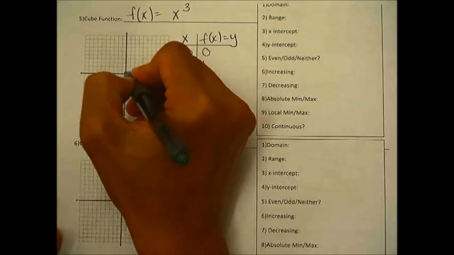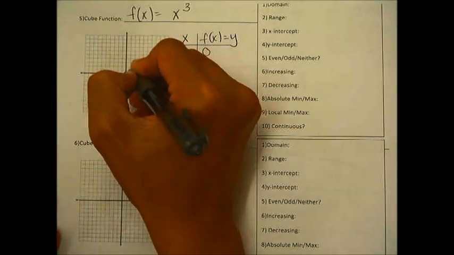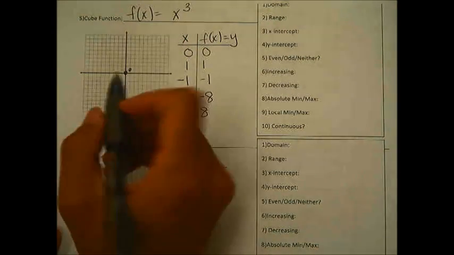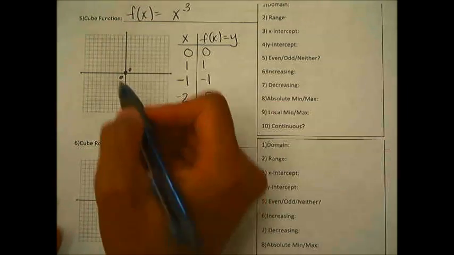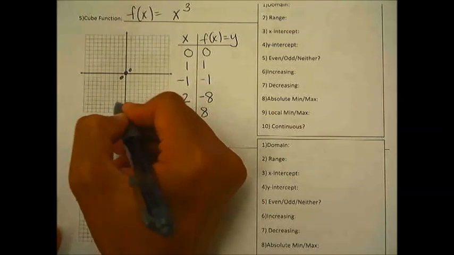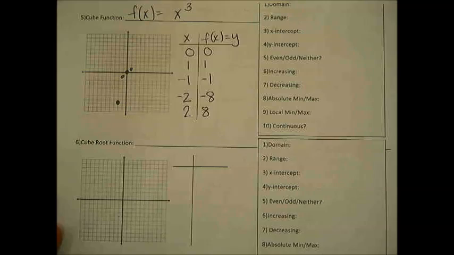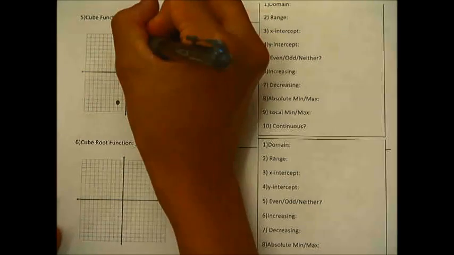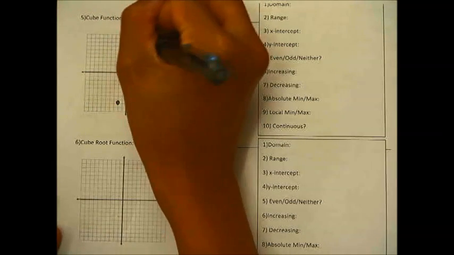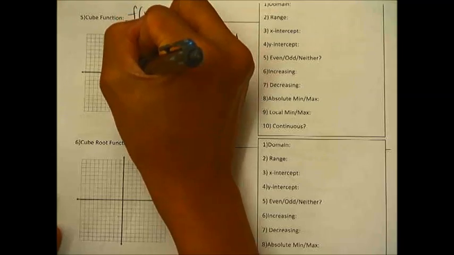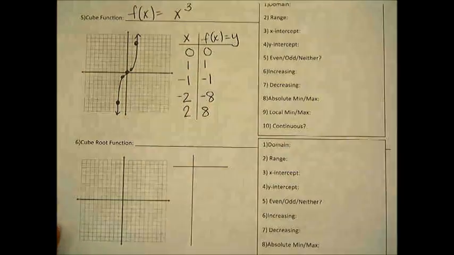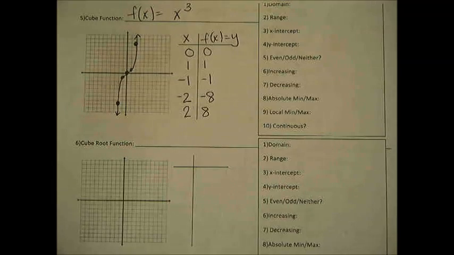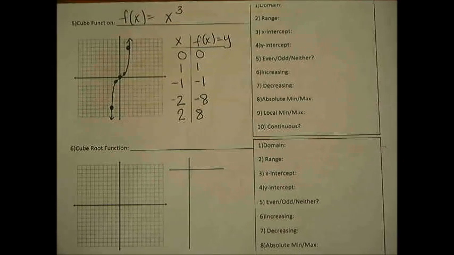Here we go. 0, 0, 1, comma 1, negative 1, negative 1, negative 2, comma negative 8, all the way down here, and positive 2, comma positive 8, so it goes all the way up there. Let's connect these dots. All right, looking good, right? Okay, so that is my cubic function, or cube function.